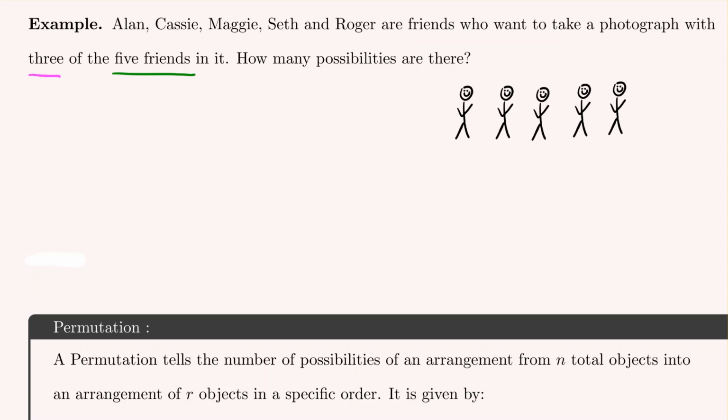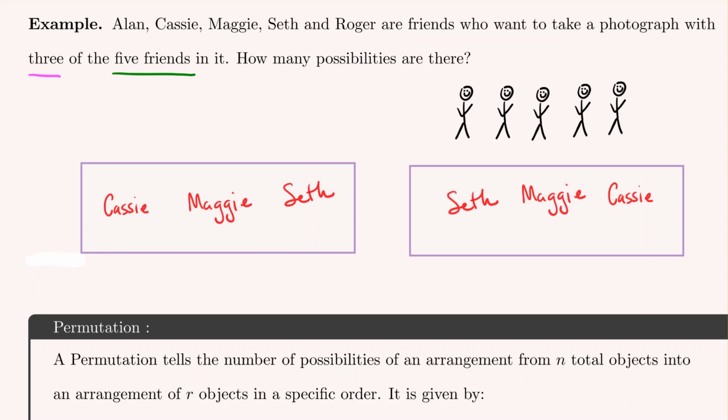Now, does it make sense that if I have a photograph with Seth, Cassie, and Maggie, if I have Cassie farthest to the left, then Maggie in the middle, and Seth farthest to the right, that would be a different photograph than if instead Seth was farthest to the left, Maggie stayed in the middle, but now Cassie was farthest to the right. So an important thing to note in this example, even though it didn't come out and say order matters, we can think based on the situation that yes, the order that people stand up for a photograph is going to make a different picture, so it's implied that order matters.